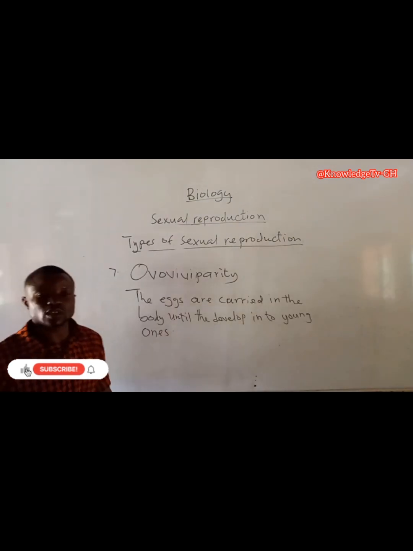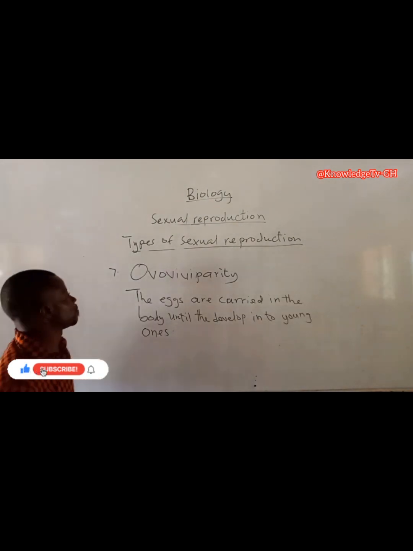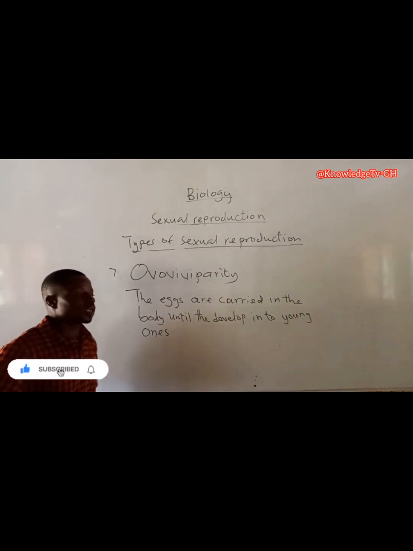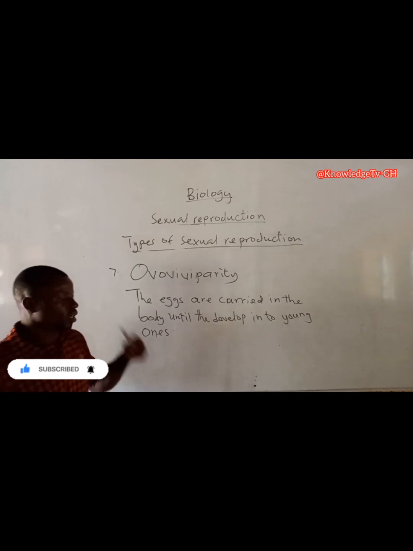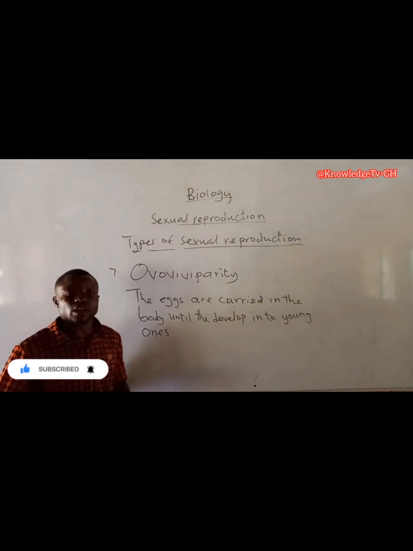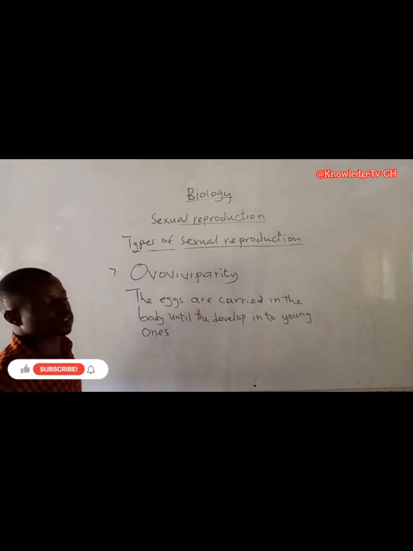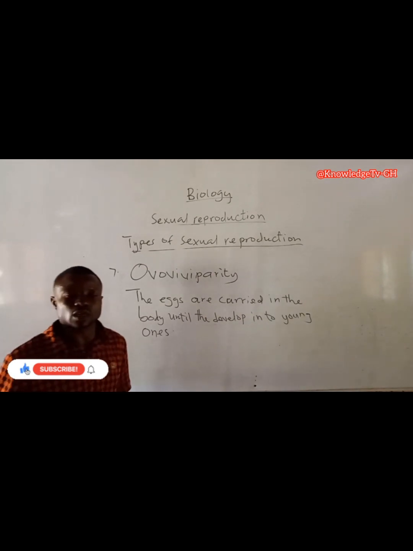The last type of sexual reproduction that we will look at is ovoviviparity. In this one, the eggs are laid and the eggs are carried in the body until they develop into young ones. Examples are fishes and some reptiles.